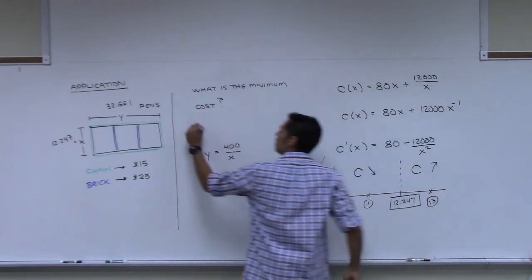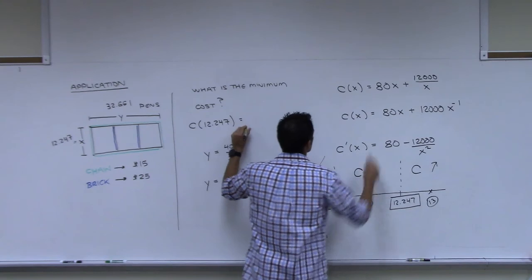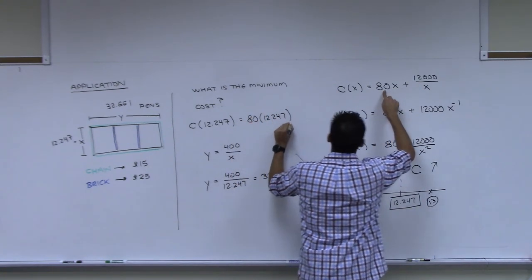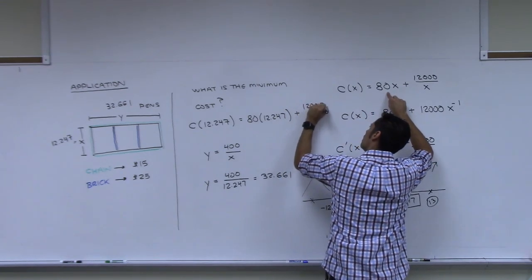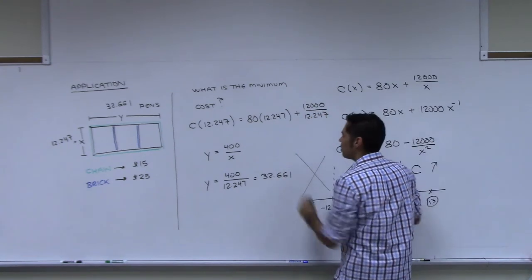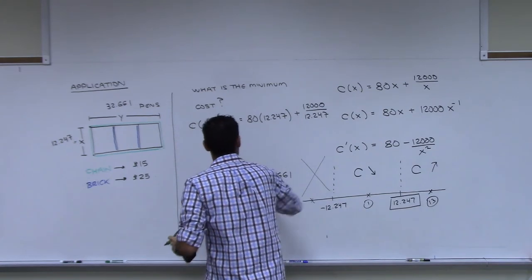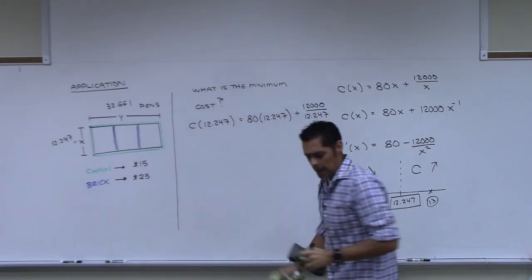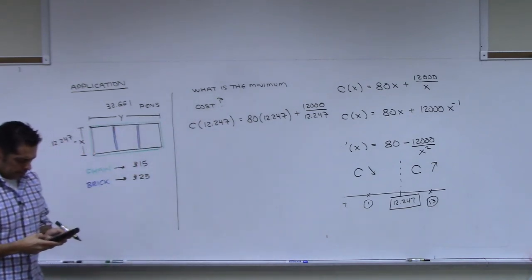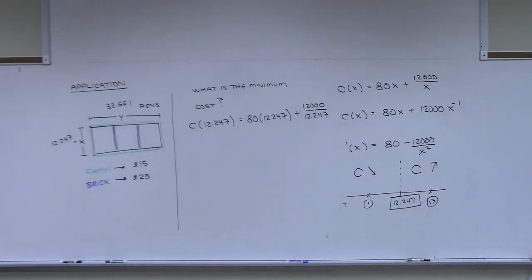So if I do that, the cost at 12.247 will be 80 times 12.247 plus 12,000 over 12.247. And let's go ahead and do that on our calculators. Let's see what we get. Well, I'm going to let you do that. I'm going to let you figure out on your calculator what the cost is while I turn on the projector.